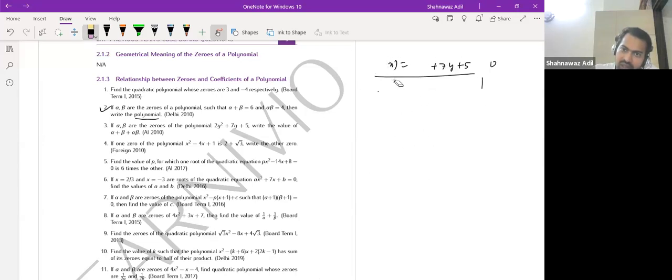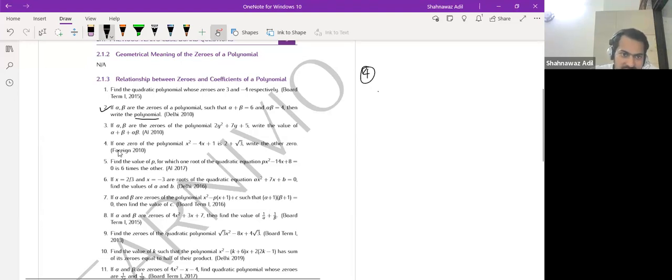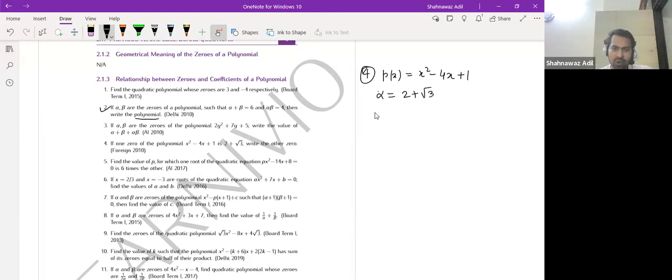Now I will give some question. So this is the fourth question, right? If one of the zeros of the polynomial x square minus 4x plus 1 is 2 plus root 3, write the other zero. Okay, so we have this polynomial, which is x square minus 4x plus 1, right? And one zero alpha is given, which is 2 plus root 3. Okay, so in the question they are asking about the other one.